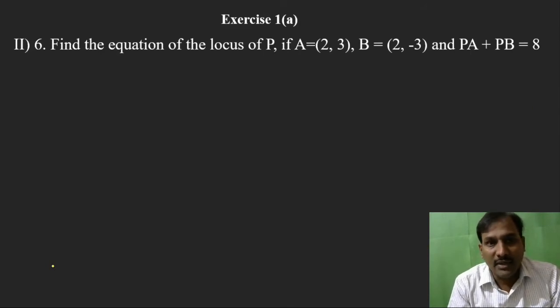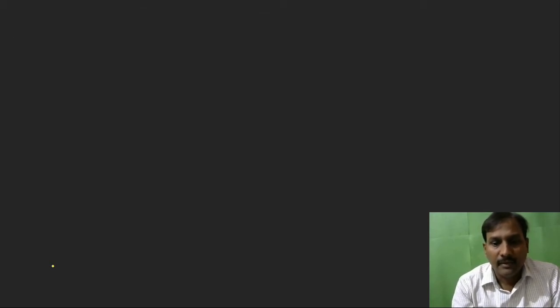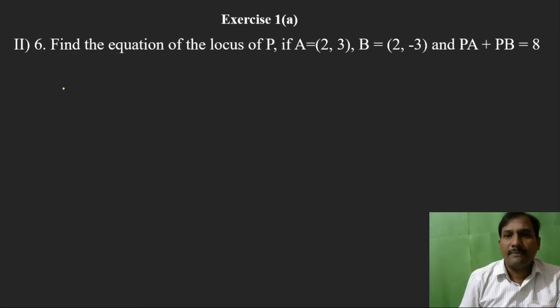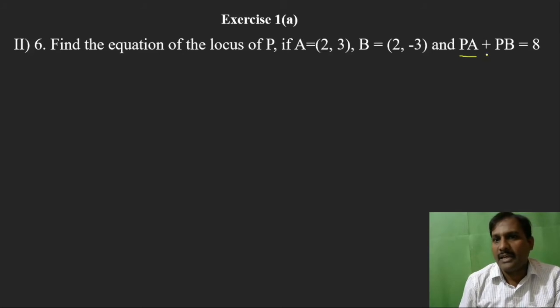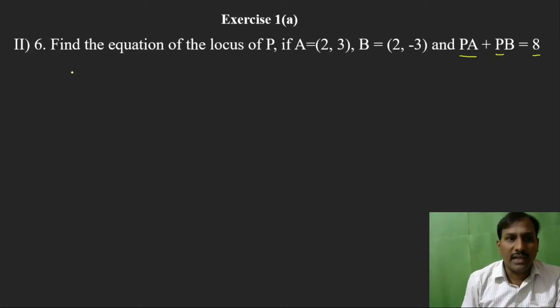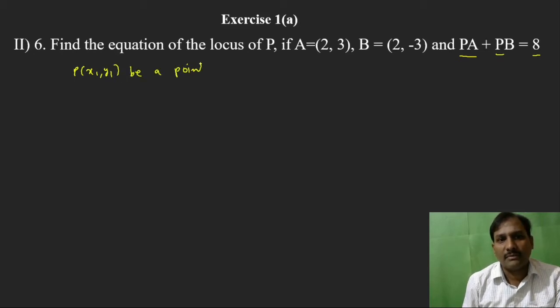Find the equation of the locus of P if A is equal to (2, 3) and B is equal to (2, -3), PA plus PB is equal to 8. So here, what is the condition they have given? PA plus PB is equal to 8. So here let P(x1, y1) be a point in the locus.